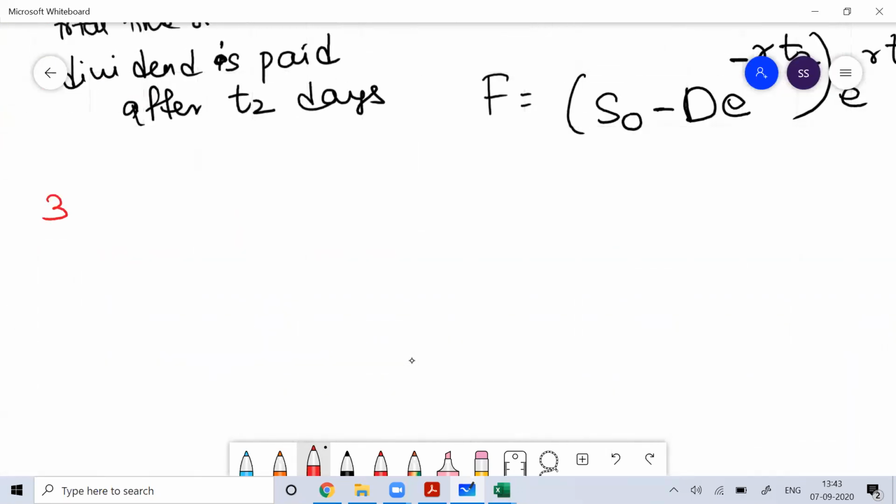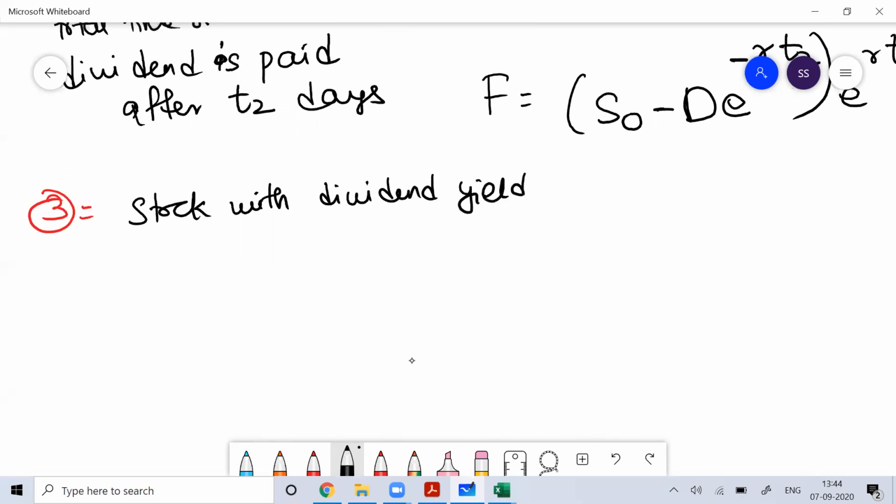Fine. And similarly, if you go further and talk about a stock with dividend yield, the formula is S naught e to the power (R minus Y) into T. So what is dividend yield? I believe everyone knows this term called yield. Yield basically means return. So what is dividend yield?